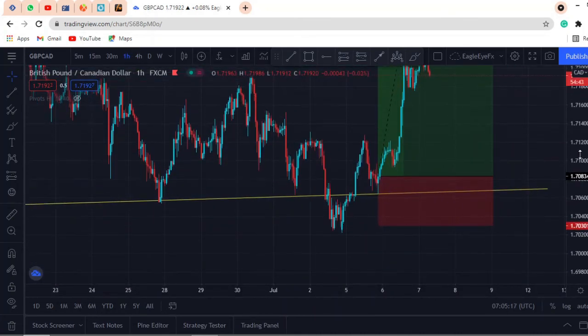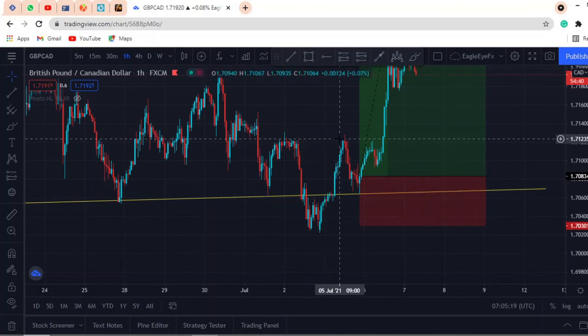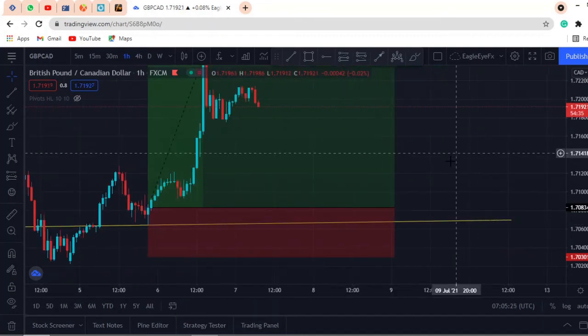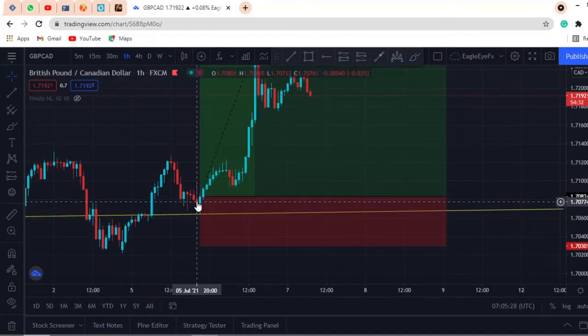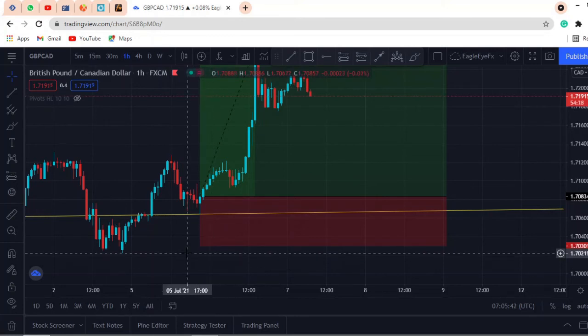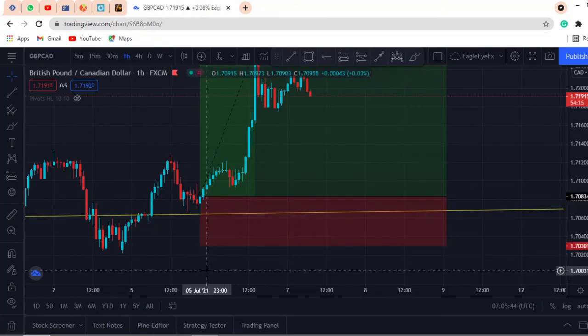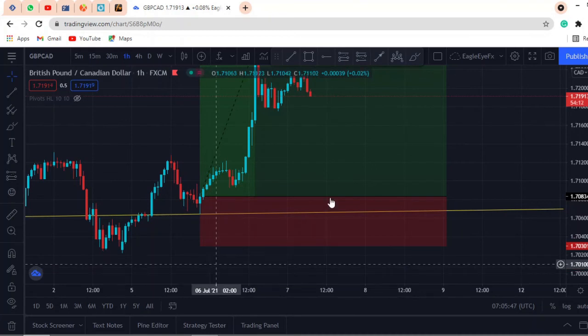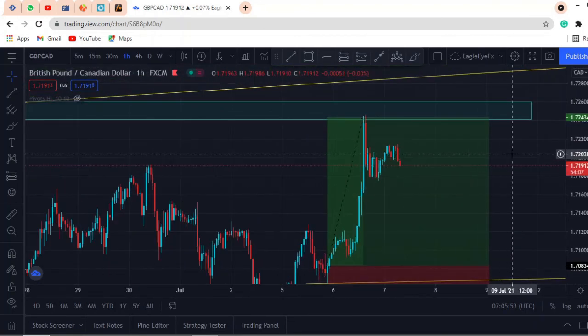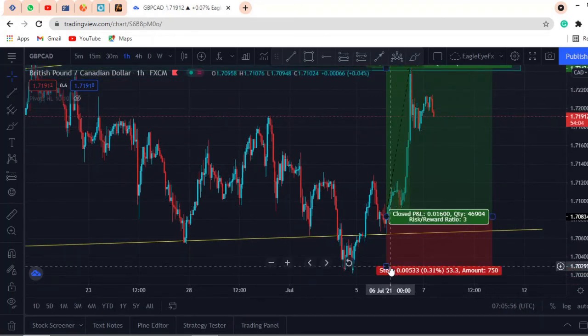What happened is that I was waiting for it to break and retest for me to enter. It did break and retest, and you can see that after the retest I entered when this bullish candle closed. Then I put my stop loss down here. Where you put your stop loss doesn't really matter, as long as you practice strict risk management. It doesn't matter if my stop loss is big or small, as long as the risk is still the same. So I put my stop loss just below here.